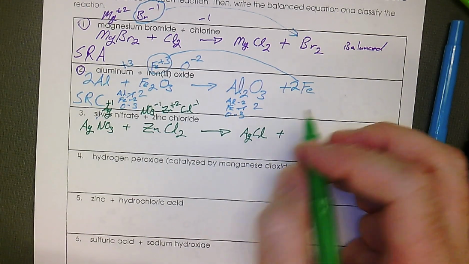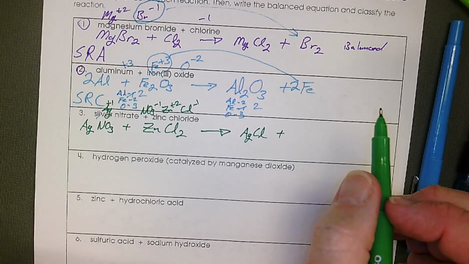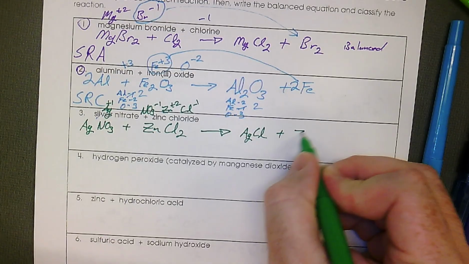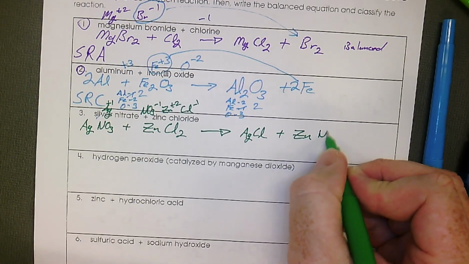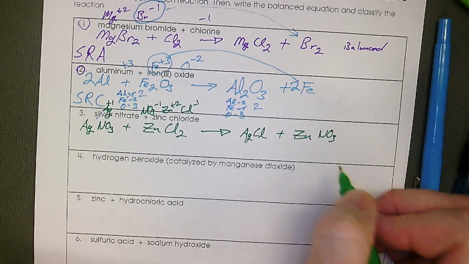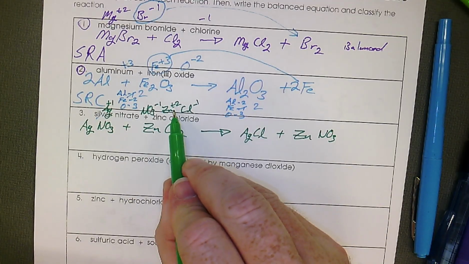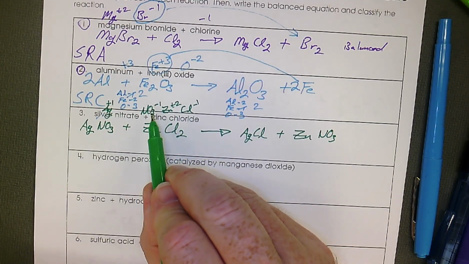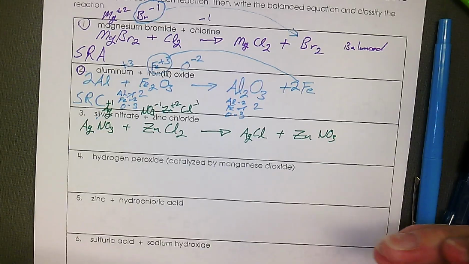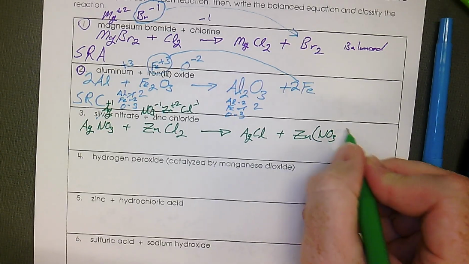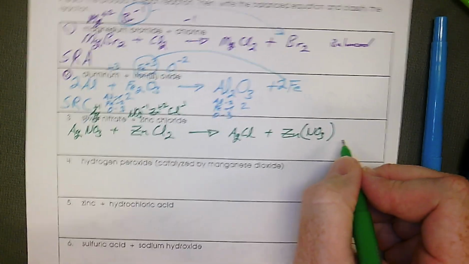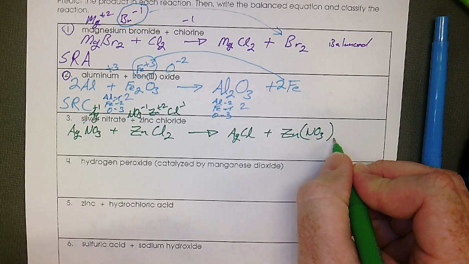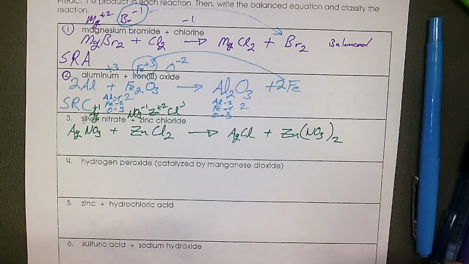Plus, who's zinc going to end up with? Nitrate. Zn and NO3. What's charge of zinc? 2. What's charge of nitrate? -1. Who do I need more of? Nitrate. Remember, if it's a polyatomic ion, we got to put parentheses around it. How many nitrates do I need? 2. Okay. Are you with me?